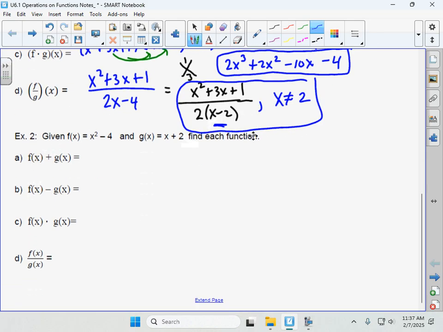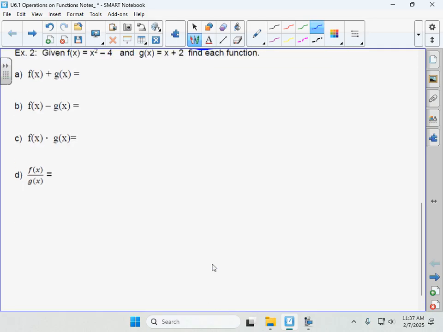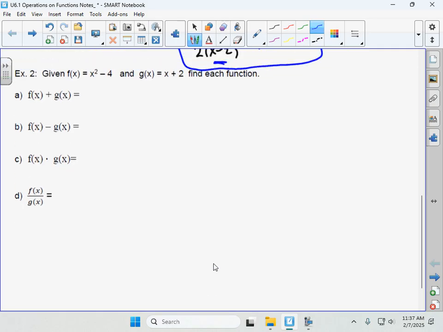All right, example 2. All right, so we're going to add f of x and g of x together. So we combine like terms. x squared plus x minus 2. You don't have to worry about factoring because we're not trying to cancel anything out here. We just combine like terms.